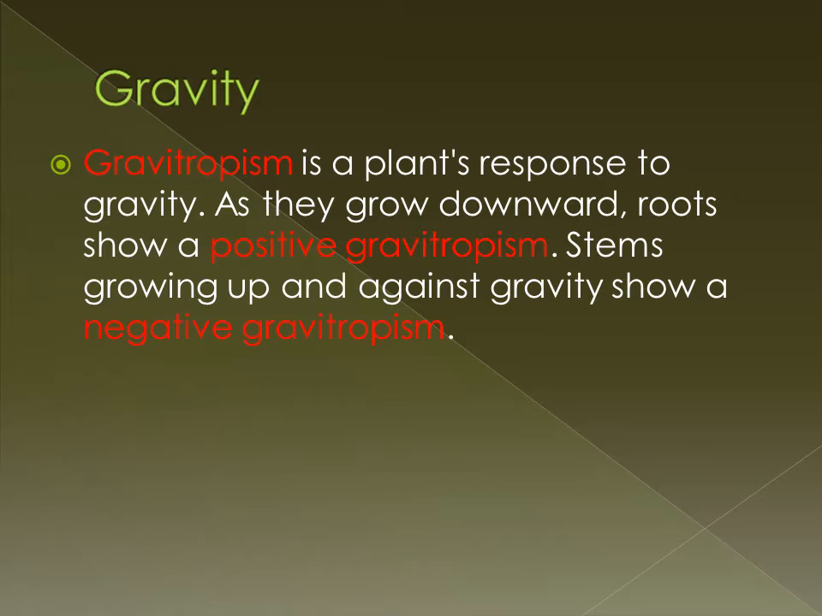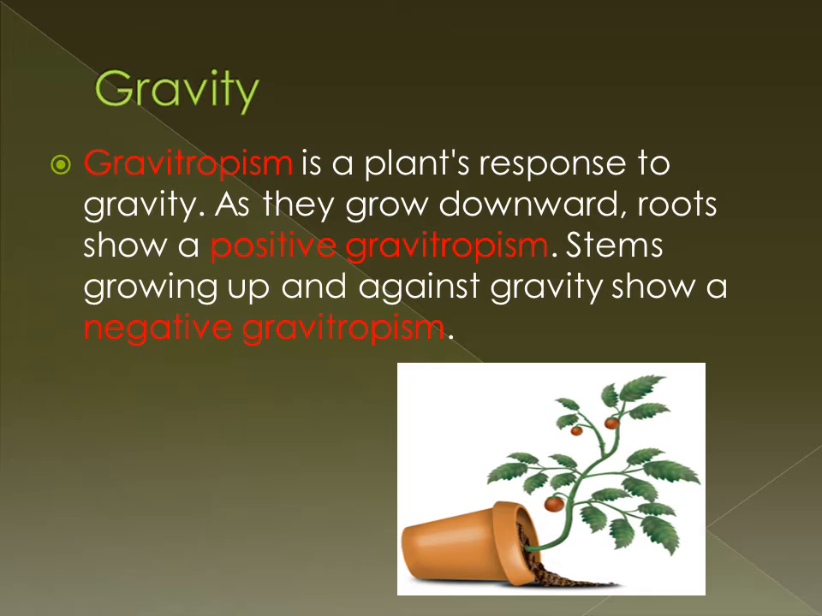Gravitropism is a plant's response to gravity. As they grow downwards, roots show a positive gravitropism, and stems growing up and against gravity show a negative gravitropism. You can see in this picture, gravity means a force that pulls all objects towards the earth. The root is growing towards the gravity, so the root shows a tropism to gravity. That's why we call this response gravitropism.